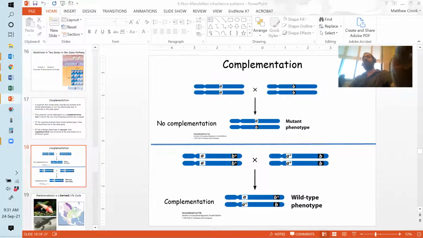So now you restore function. And so if you see a wild type or dominant phenotype after crossing those two homozygous recessive individuals together, that tells you that those alleles are in different genes. Right? If you get the same mutant phenotype, then they have to be alleles in the same gene.